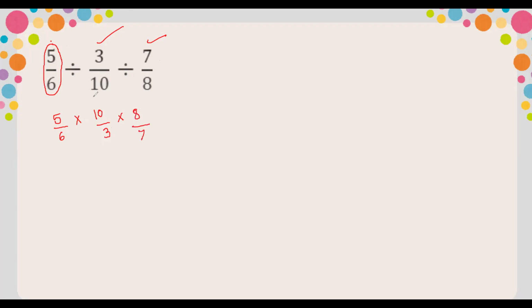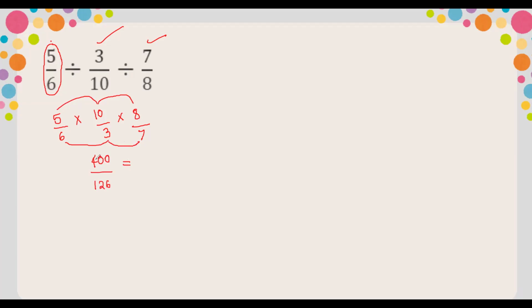So let's solve the question now. 5 into 10 is equal to 50 and 50 into 8 is equal to 400. We have found the numerator. Now let's find the denominator. 6 into 3, 18. 18 into 7, 126. Is it our final answer? No, it's not, because 400 by 126 is an improper fraction. Now, when we have improper fractions, we convert them into mixed fractions.